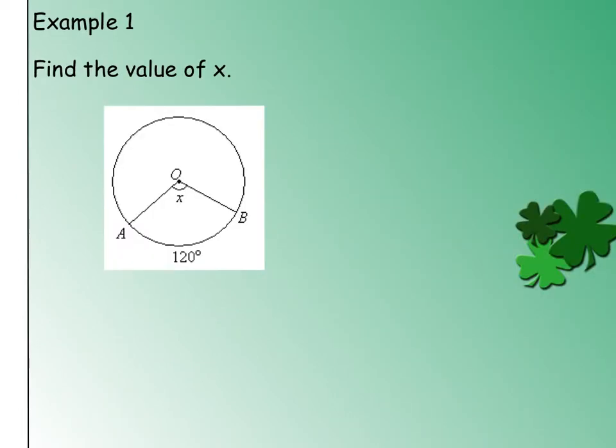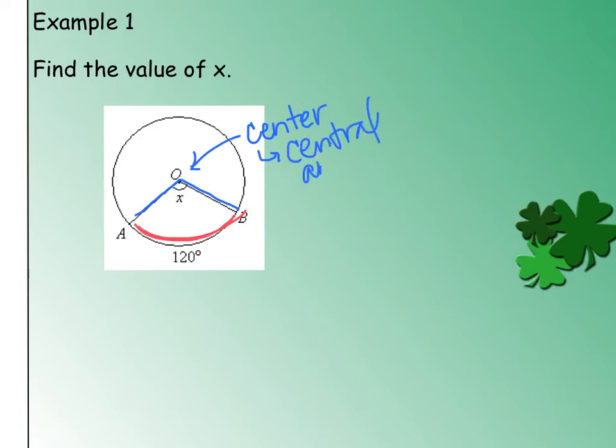In this example, we're asked to find the value of x, and I notice that arc AB has a measure of 120 degrees. I know that the value of x is corresponding to the measure of angle AOB. I notice that point O is the vertex of my angle and it's the center of the circle, which means that this is a central angle. Central angles have the same measure as the arc they intercept. So since AB is 120 degrees, x also has to be 120 degrees.